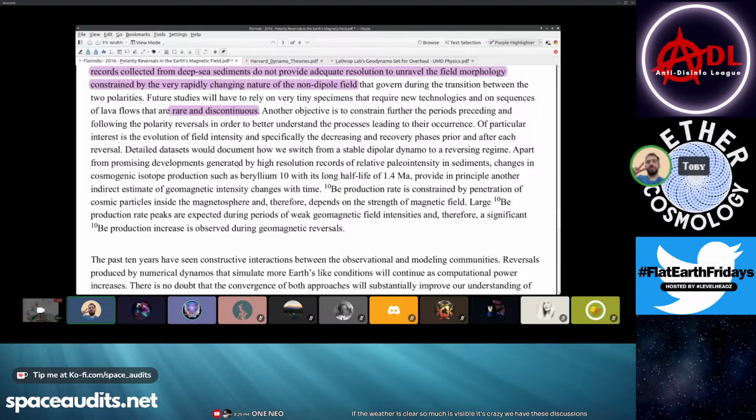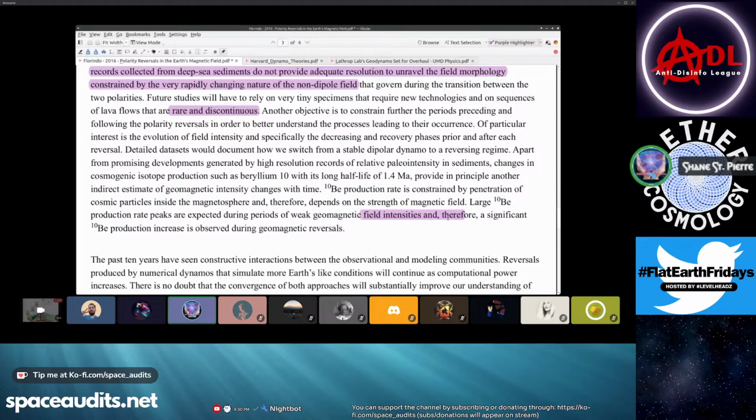Beryllium 10 production rate is constrained by penetration of cosmic particles inside the magnetosphere and therefore depends on the strength of the magnetic field. Large beryllium 10 production rate peaks are expected during periods of weak geomagnetic field intensities, and therefore a significant beryllium 10 production increase is observed during geomagnetic reversals.